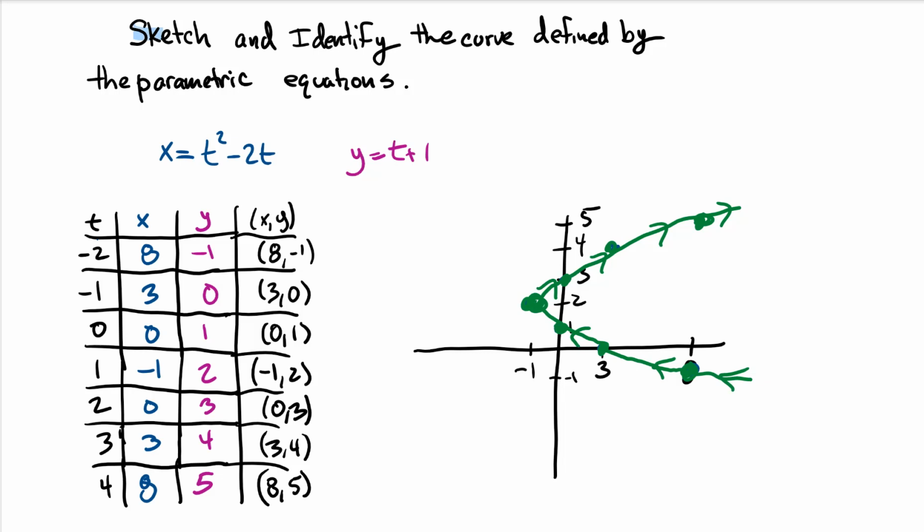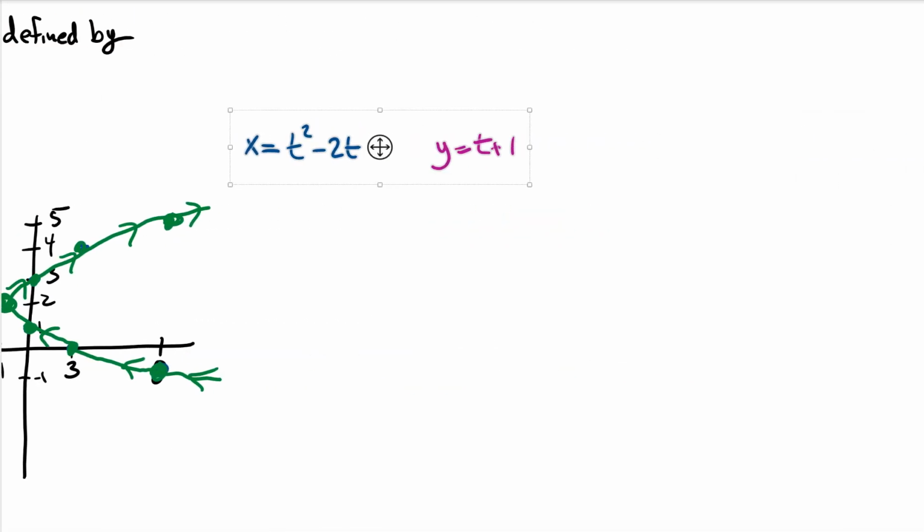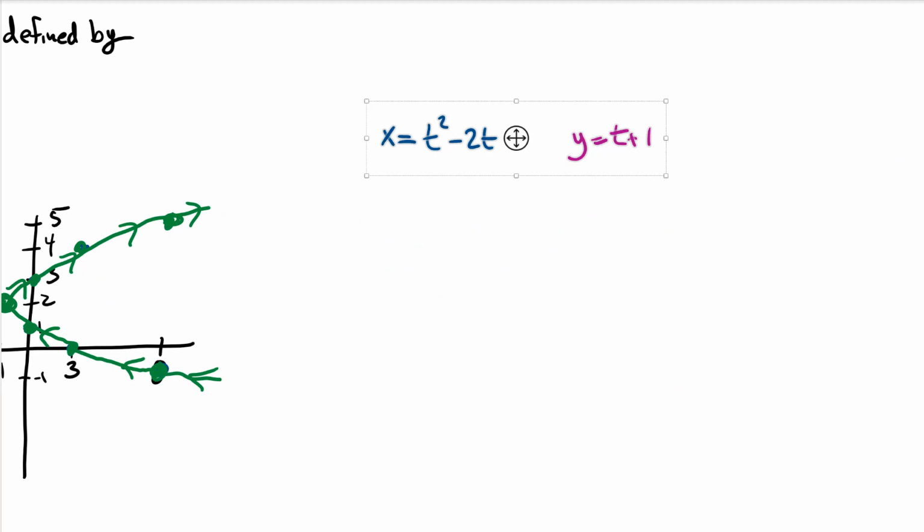We've already sketched the curve. But we could have done this in a quicker way. So let's see what we can do instead. So let's take these two off to the side. And we're just going to do what's called the substitution method. You've done the substitution method before in algebra. We want to remove the t's.